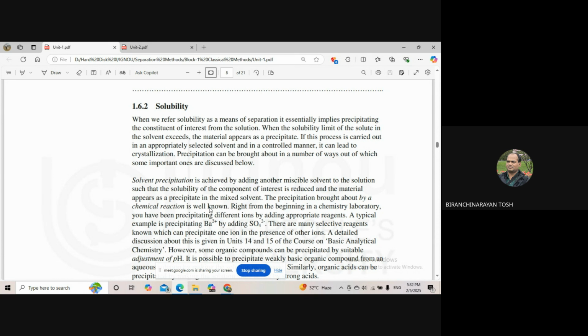This process is carried out in an appropriately selected solvent and in a controlled manner. It can lead to crystallization. So precipitation can be brought about in a number of ways, out of which some important ones are discussed here. Important are partition, like liquid partition chromatography, which we'll use, gas liquid chromatography, and ion exchange. All depend upon the solubility. So, solvent precipitation.